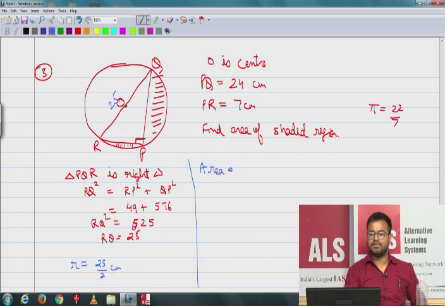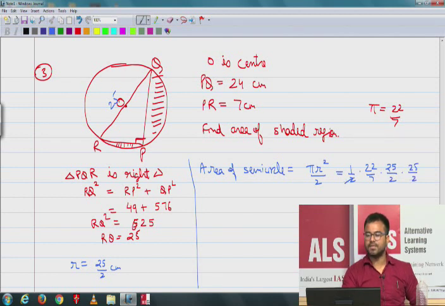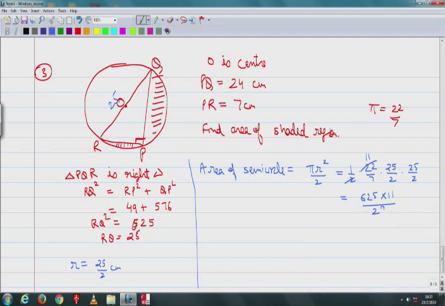Therefore, area of semicircle is pi r square divided by 2. So 1 by 2, pi is 22 by 7, and radius is 25 by 2. So 25 by 2 into 25 by 2, we can do like this. This will be 11 times, so it will be 625 into 11 divided by 28. That is the area for the semicircle. Now you have to figure out the area for that triangle also.